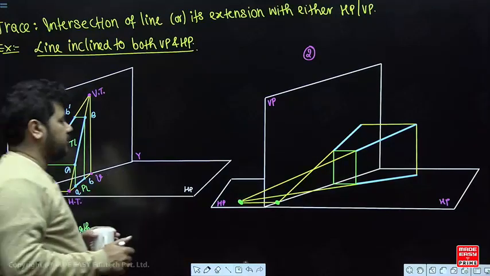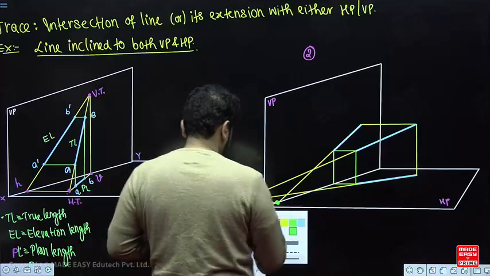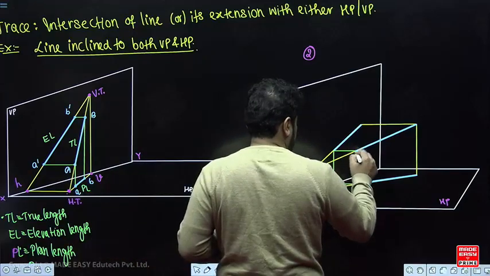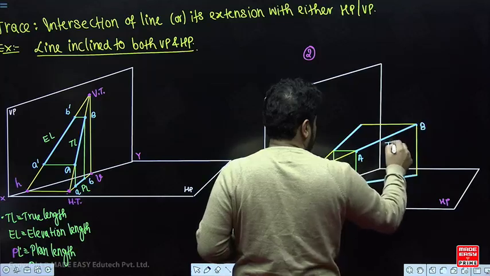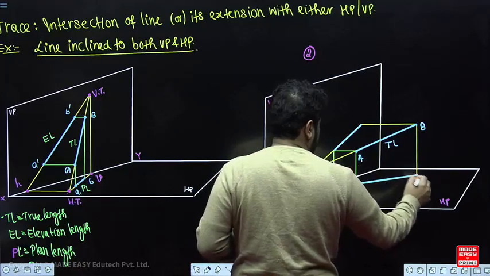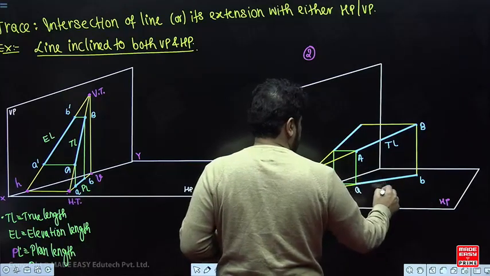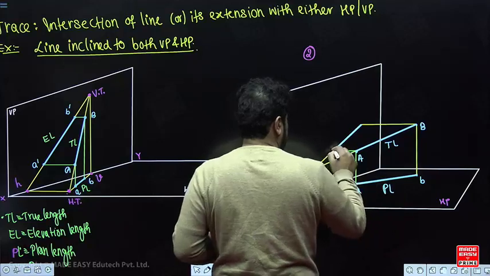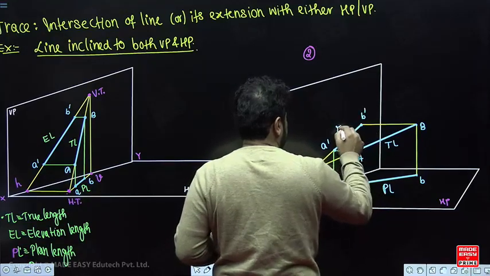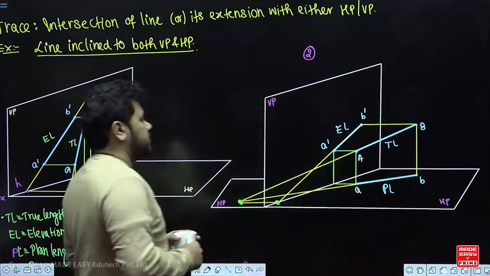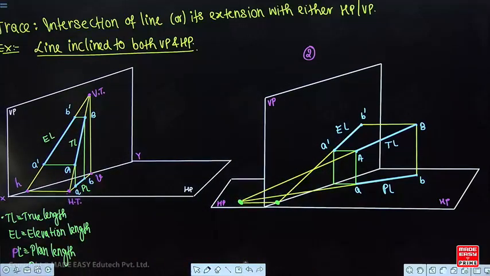Correct. Now what you can observe here is this point is your A, this point is your B, this is the true length, this is your small b, this is your small a, this is the plan length, this is your a dash, this is your b dash, this is the elevation length. You can see the projections very clearly, isn't it?